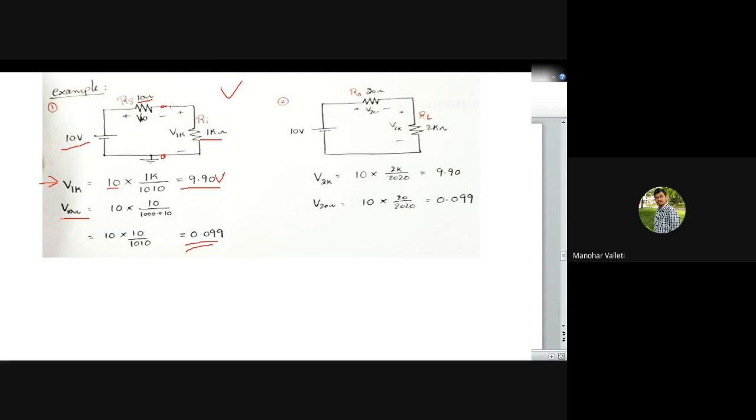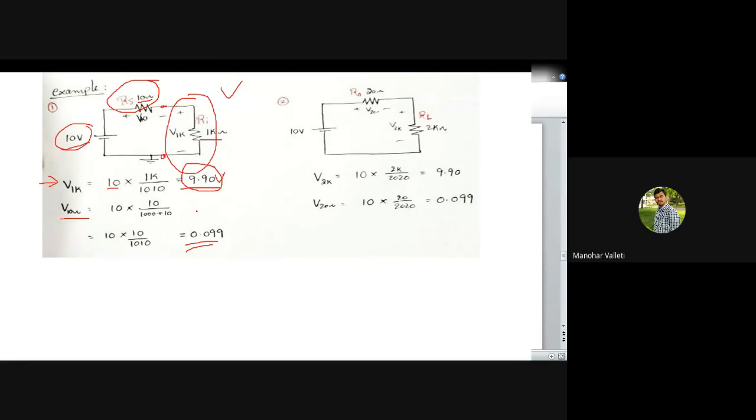So what you actually want is that if you are applying some input, it has to effectively appear as input to the amplifier. For that to happen properly, the input resistance has to be very high compared to the source resistance. Then, of the 10 volts you apply, almost most of the signal, that is 9.9 volts, appears at the input of the amplifier.